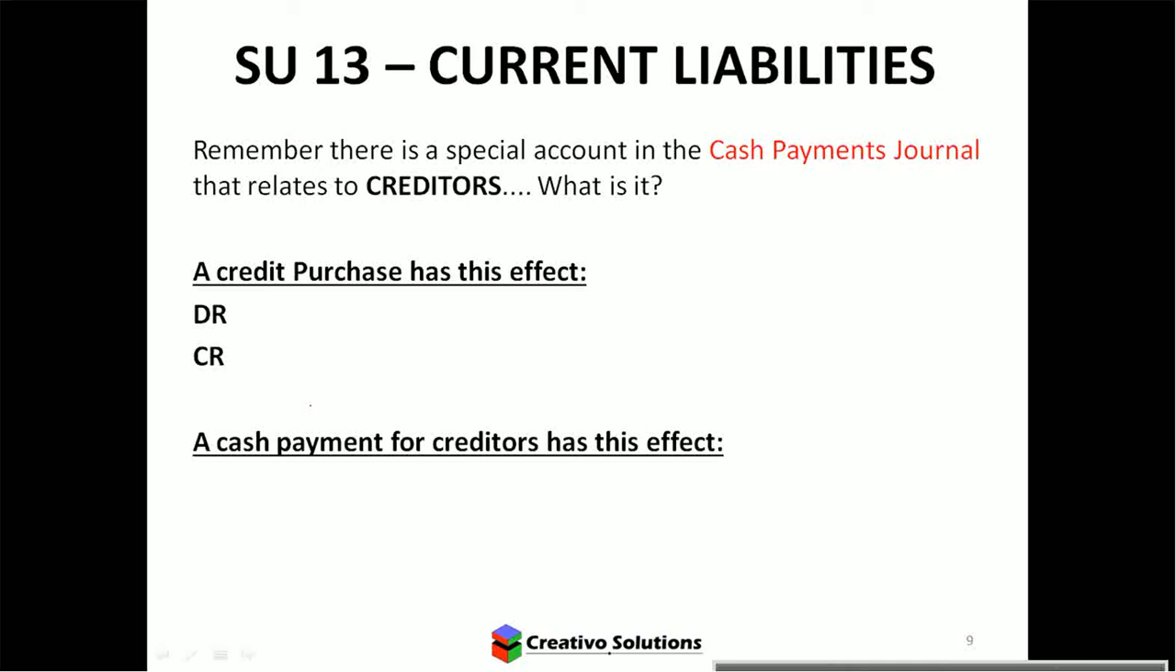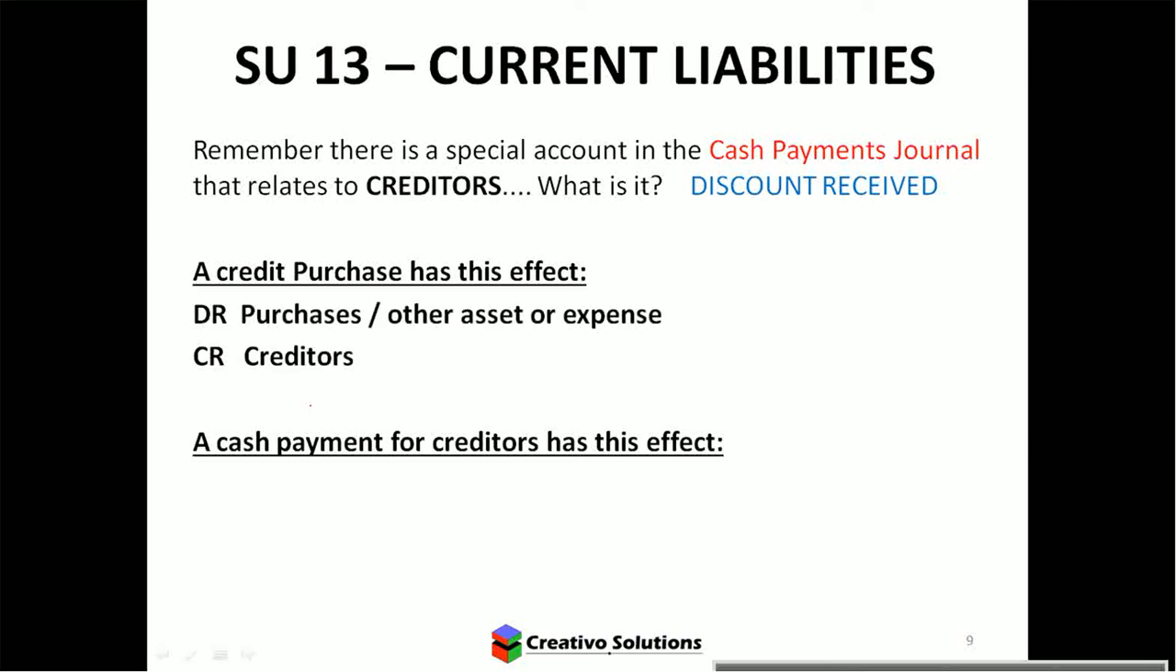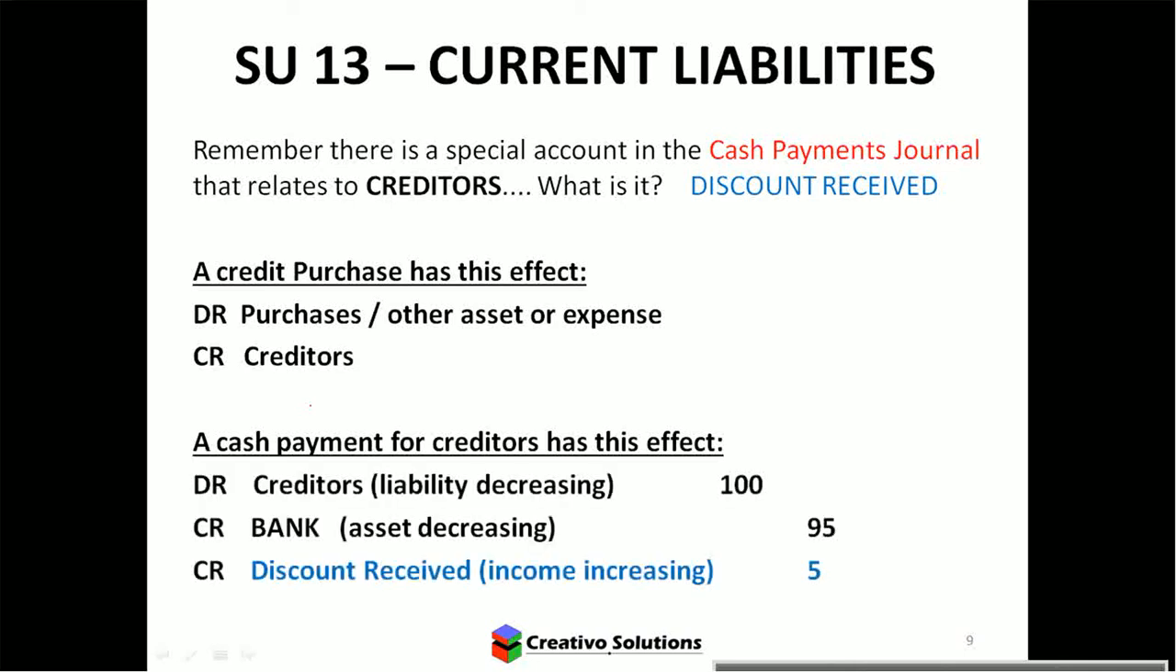Well, let's talk about the purchase. When you purchase something, what do you debit or do you credit? Purchases will be debited. Yes, and creditors will be credited. Correct. Okay, that's the purchase. Well, the answer's actually there now. Discount received. Do I always pay the full amount? No. Not always.